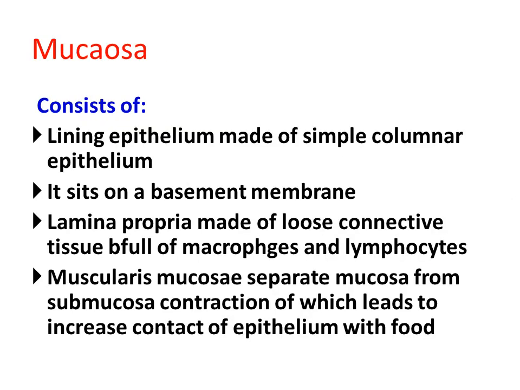Let us talk about mucosa. The mucosa consists, as I said, of a lining epithelium made of simple columnar epithelium. This is the most common kind of epithelium in the GIT tract, and it sits on the basement membrane. The lamina propria is made of loose connective tissue and full of macrophages and lymphocytes. The muscularis mucosa separates the mucosa from the submucosa and contracts, which leads to increased contact of the epithelium with the food.